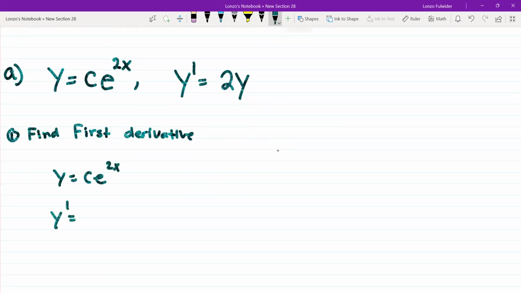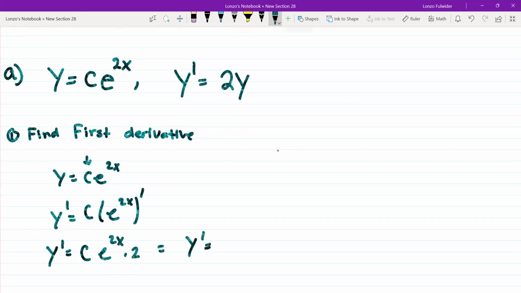That would be, c is a constant, so you could just take it out. All you have to do is take the derivative of e to the 2x, and that is c times... what's the derivative of e to the 2x? It's just e to the 2x times the derivative of the power, which is 2. That is y prime equals 2c e to the 2x.